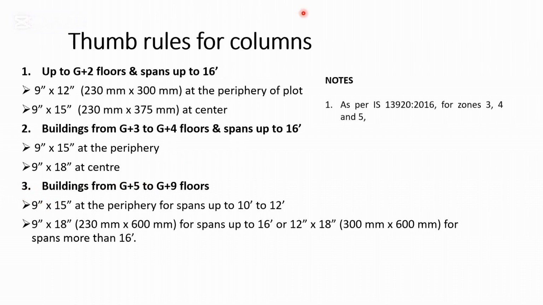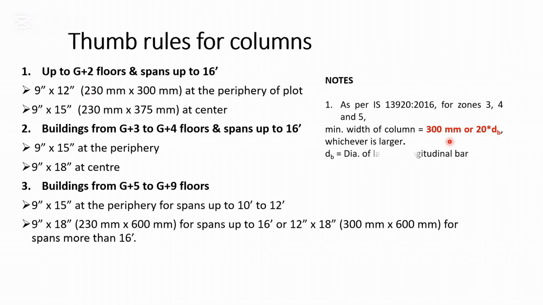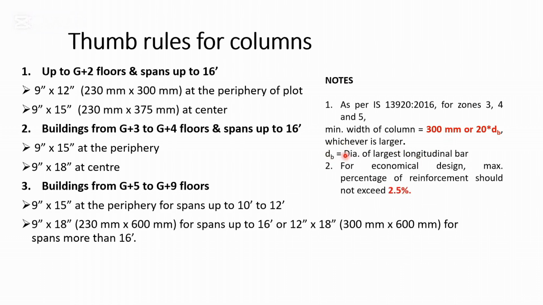Now please note here that as per IS 13920-2016 code for zones 3, 4 and 5, the minimum width of the column is equal to 300 mm or 20 times of dB, whichever is larger. So whatever the sizes that I have mentioned over here, in this the width should be replaced by the minimum value, which can be calculated from this clause. And as per IS 456-2000, we know that the maximum percentage of longitudinal reinforcement in columns should not exceed 4%. However, for an economical design, we will consider the maximum percentage of reinforcement as 2.5%.